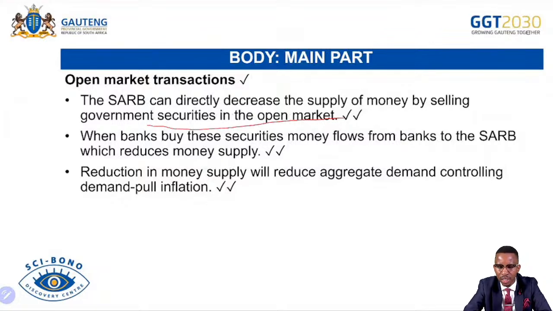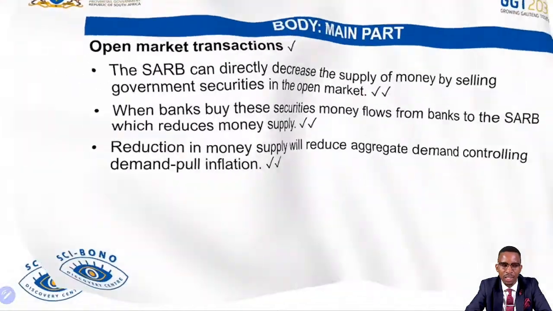When banks buy these securities, money flows from the banks to the South African Reserve Bank, which reduces the money supply. So the money will be flowing straight to the Reserve Bank from commercial banks, and that will decrease money supply. That is known as quantitative tightening because the Reserve Bank tries to tighten credit creation in the economy, taking money away from circulation and back into its custody. A reduction in money supply will reduce aggregate demand, controlling demand pull inflation. We know that if there is less money supply, there will be less demand for goods and services.